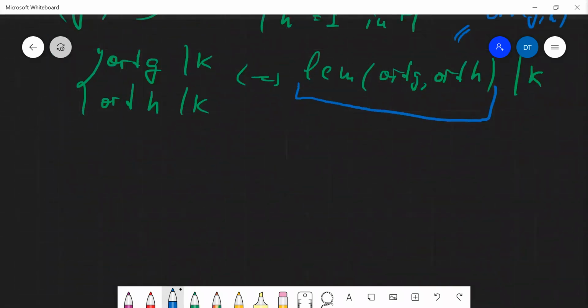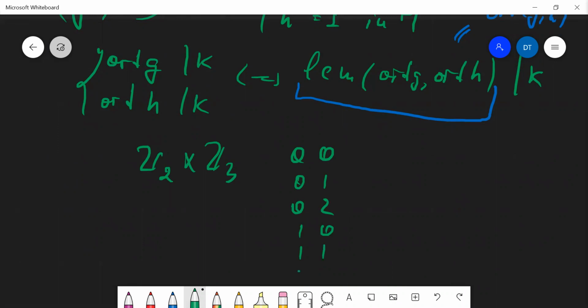Okay, then let's try to compute the orders of elements in a group like this, Z2 times Z3. So there are 6 elements. I'm going to write them all down, and could you tell me the orders of these elements? So these are the elements. The elements here are 0 and 1. The elements here are 0, 1, and 2.